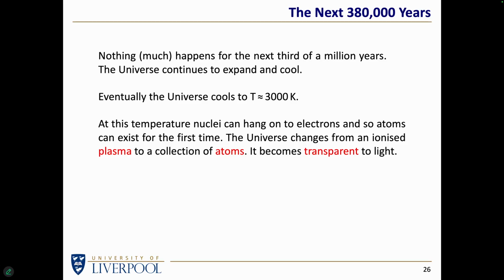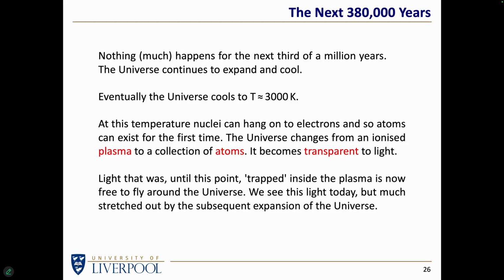So instead of the universe existing as a plasma, now the universe exists as atoms, neutrally charged atoms, positive nucleus, negative electrons, no overall charge. For the first time in the history of the universe, after 380,000 years, the universe becomes transparent to light. Before this, the light was simply rattling around, getting continually bounced around in the plasma. But from this point onwards, the light is free to fly across the universe. And we see that light today.